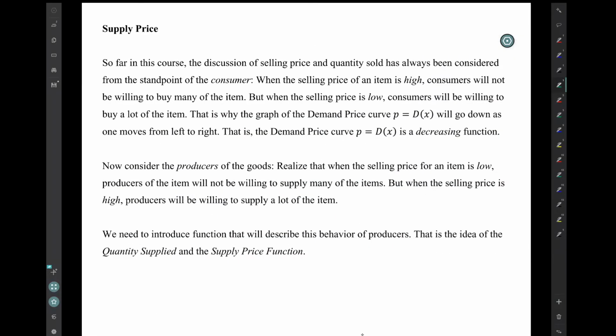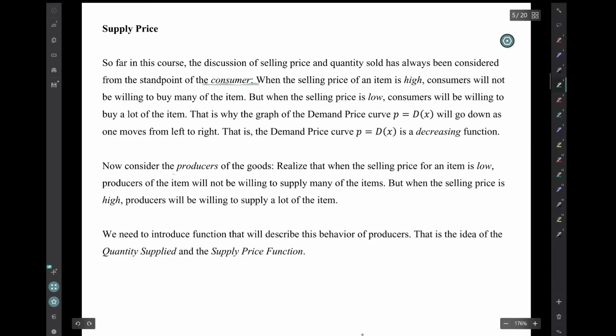Now I want to talk about what I'll call the supply price. So far in this course, the discussion of selling price and quantity has always been considered from the standpoint of the consumer. When the selling price of an item is high, consumers will not be willing to buy many of the items. But when the selling price is low, consumers will be willing to buy a lot of the item. That's why the graph of the demand price curve will go down as you move from left to right. That is, the demand price function or curve, d of x, is a decreasing function.